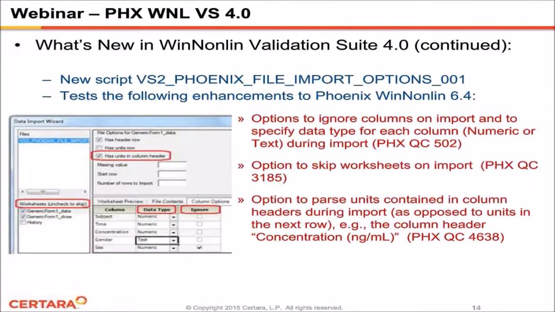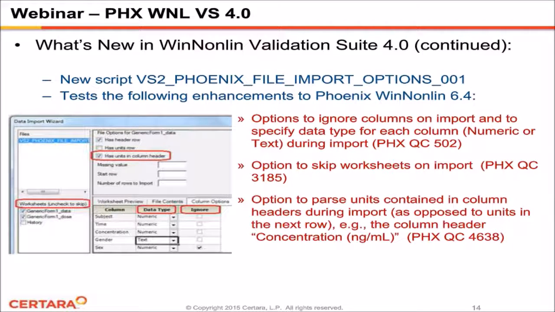Okay, so now we want to talk about some of the script changes in Validation Suite. A new script was added called File Import Options, and it was added to test the following enhancements to Phoenix WinNonlin 6.4. There are options to ignore columns on import and to specify data type for each column on import. If you look at the bottom right of my screenshot, you'll see a new Column Options tab, and under that you'll see an Ignore column. If you check a box in that column, it will ignore that column during the import.